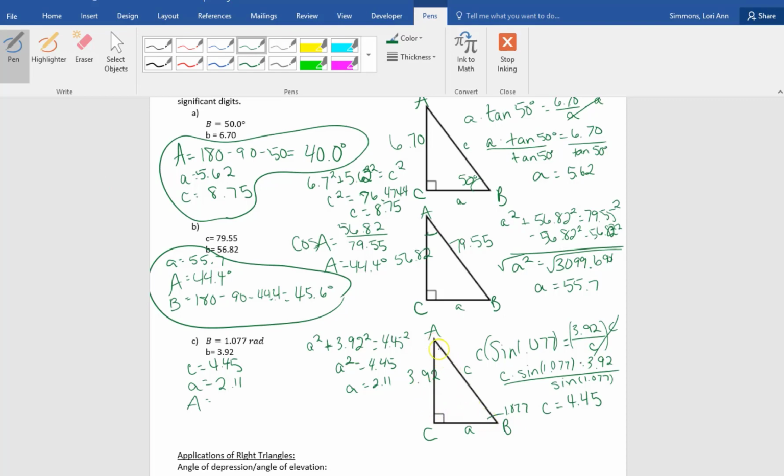A full triangle is 180 degrees, or pi. So we're going to take pi minus, and then 90 degrees is pi over 2, minus the 1.077. And that should be 0.494 radians.